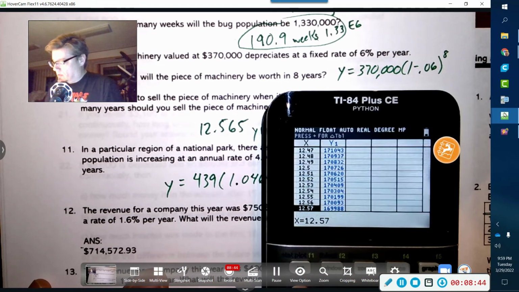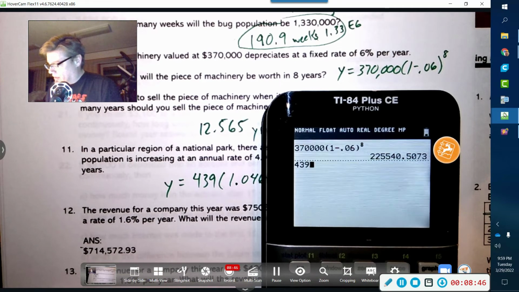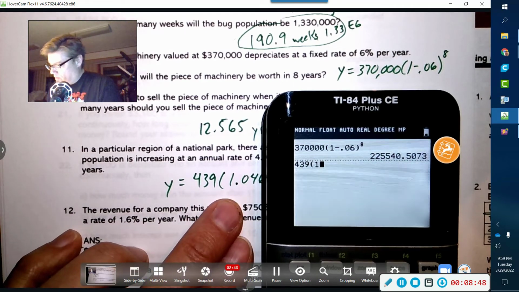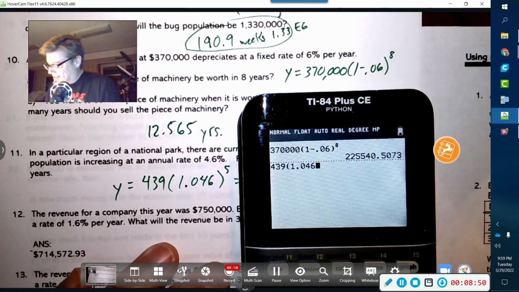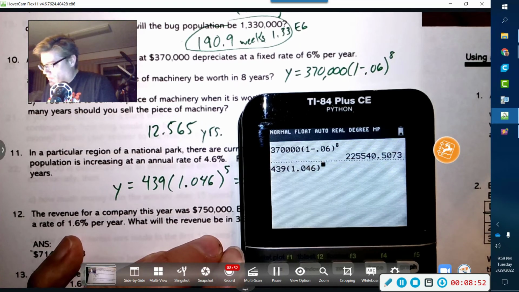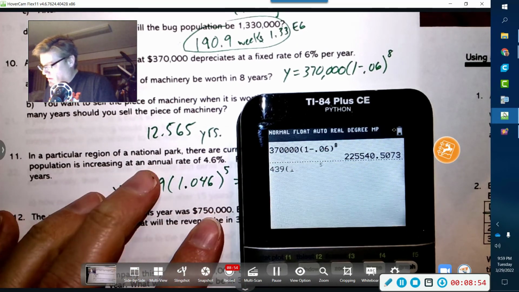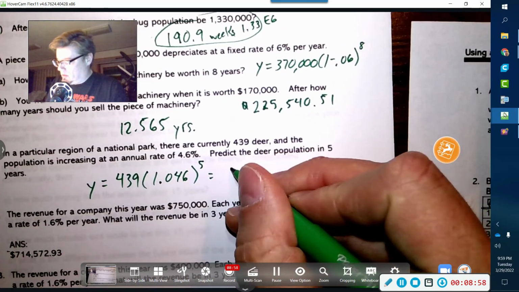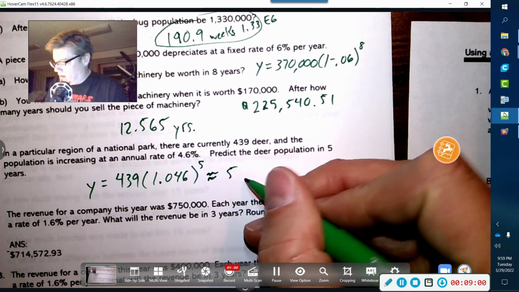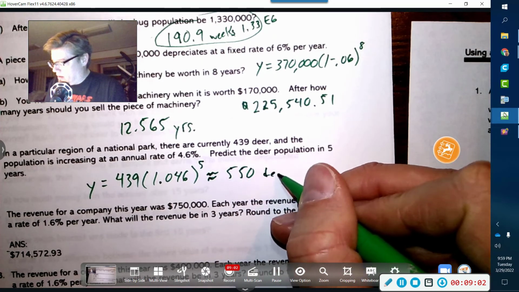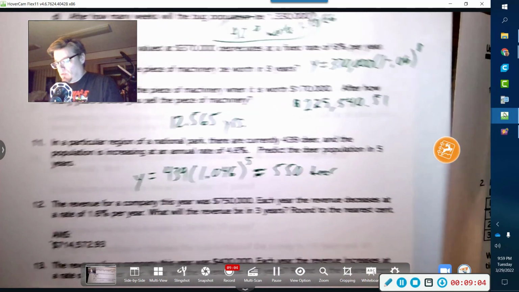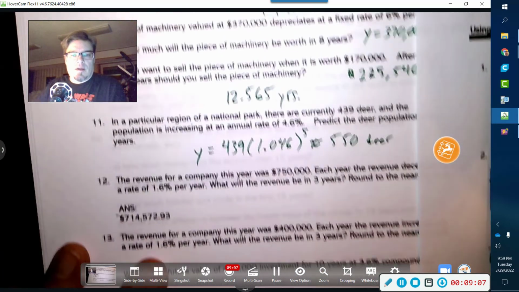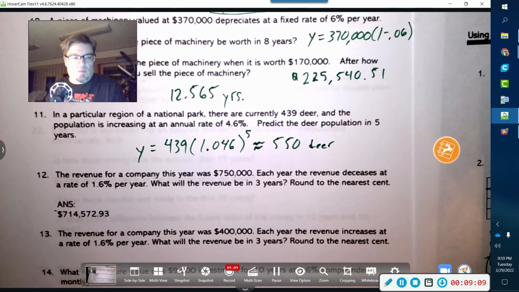Okay, so this is no tables at all. This is a straight up 1.046 for the percent. You're going to raise it to the 5th power. And it looks like we got 550 deer. Approximately 550 deer at that time. Number 12, there's already an answer for. All right, and we'll do 13 in the next.